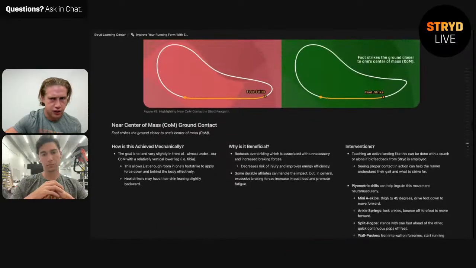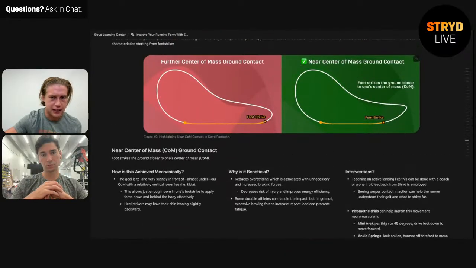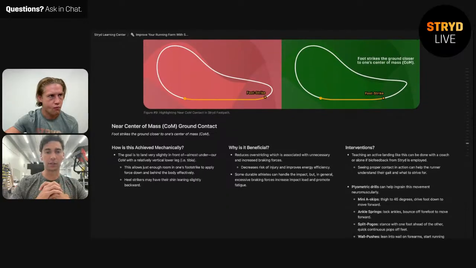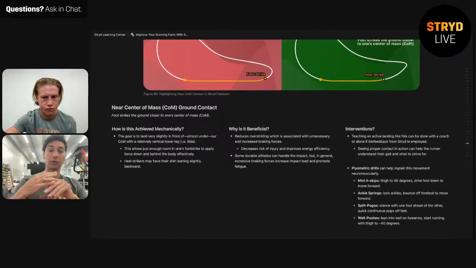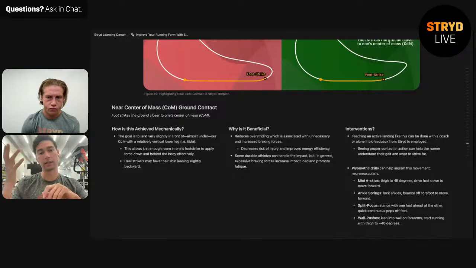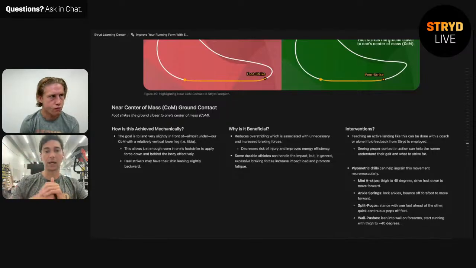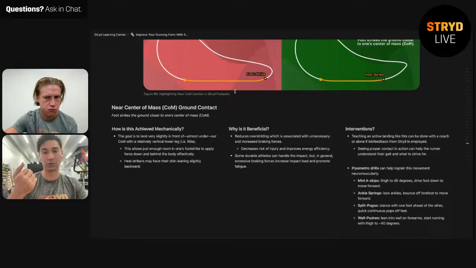And can you describe why this is more beneficial versus this further center of mass ground contact? Yeah, so this goes with the idea of overstriding, like what I talked about in terms of foot strike determination. Basically, when you're striking the ground closer to your center of mass, it's more efficient. You're striking the ground more effectively, so you're better able to take the impact, absorb it, and release more of that energy back into your stride.